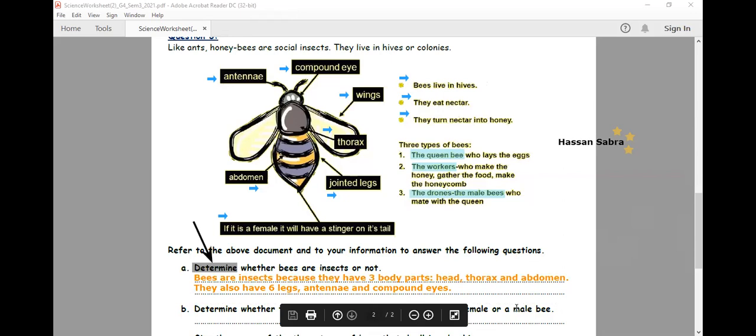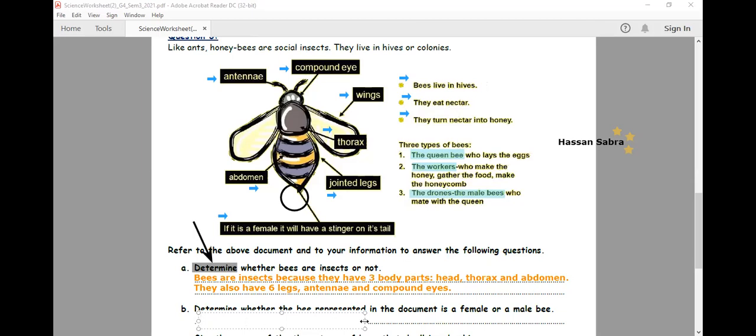Determine whether the bee shown in the document is a male or a female bee. Is it a male or a female bee? It's a female because it has a stinger. Where is the stinger, Talia? Do you see any stinger right here? No. If it is a female, it will have a stinger on its tail. Does this one have a stinger? But this is a male. It's a male because it doesn't have a stinger on its tail. Excellent. Bravo, Nancy. Perfect answer.